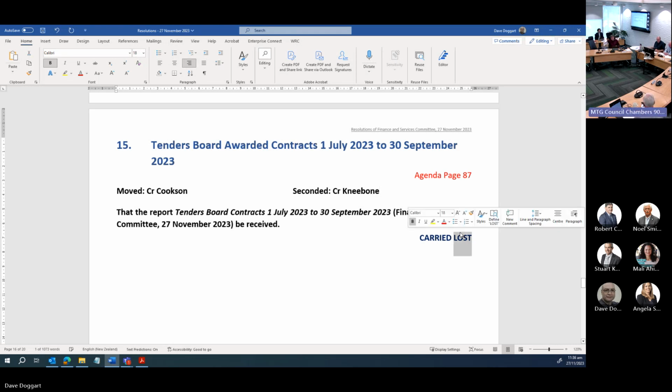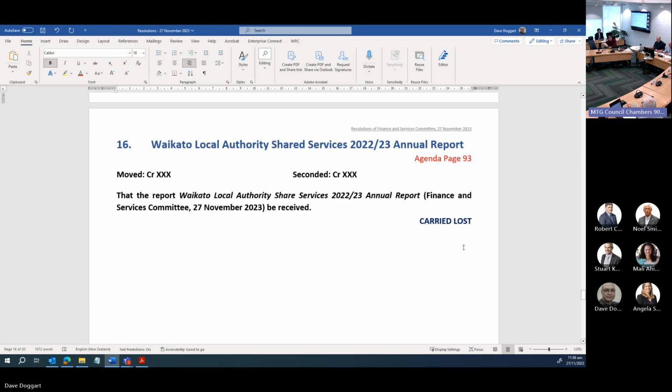All right, so we're moving forward onto the Waikato Local Authority Shared Services Annual Report. Janine. Thank you, Mr. Chair. So it's page 93. This is the annual report for the 22-23 financial year for Waikato Local Authority Shared Services, trading as CoLab. This is the shared services CCO operating across councils within the Waikato region, and the report for the year is provided for the information of the committee. Thank you, Janine. I hope everybody's read it in detail.